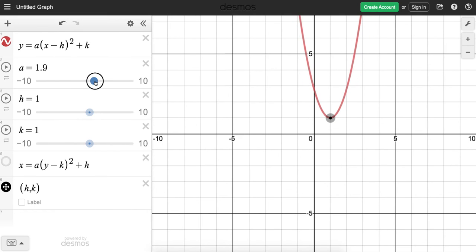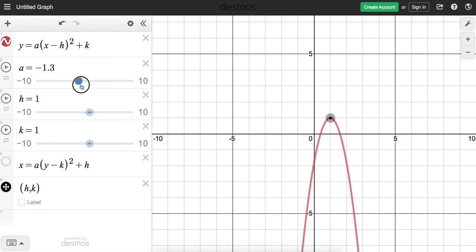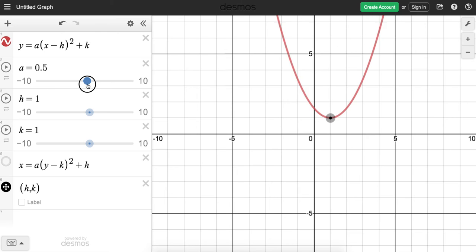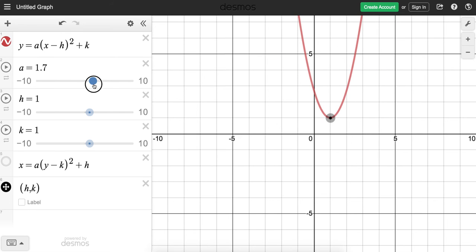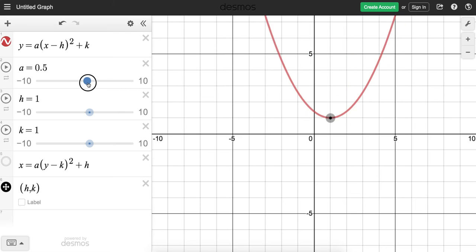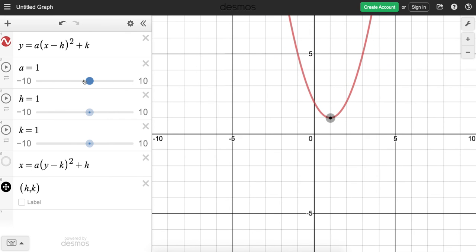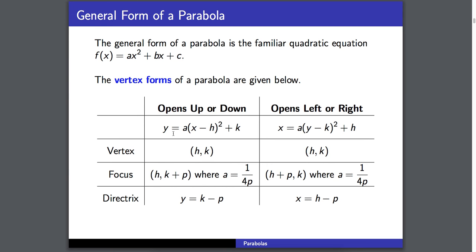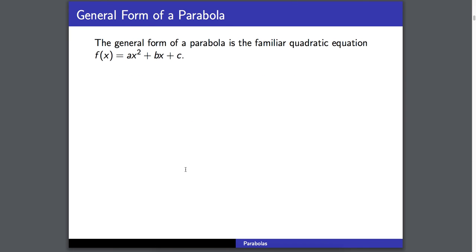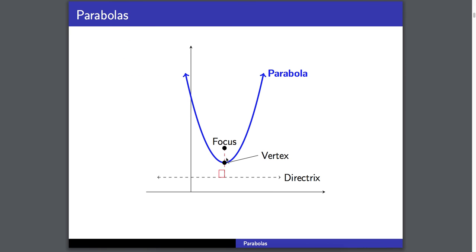Again, the value of a will determine not only which direction the parabola opens. So here, if a is positive, it opens up. If a is negative, it opens down. It'll also vertically stretch or vertically compress the parabola. So it might make the parabola a little more narrow, or it might make the parabola a little wider. So depending on the value of a, we can adjust the appearance of the parabola. Our vertex is h and k. Now our focus point is going to be h and then k plus p, where p represents the distance from the vertex to the focus.